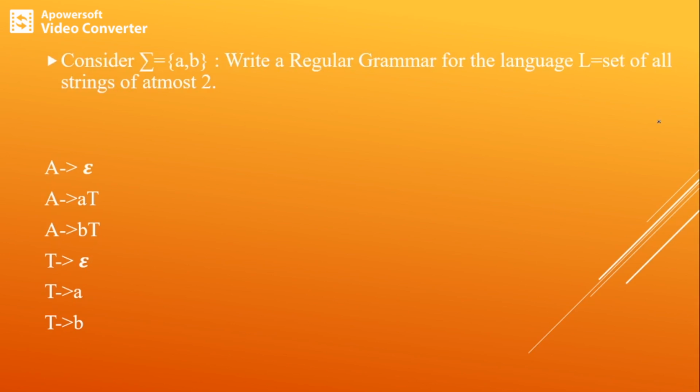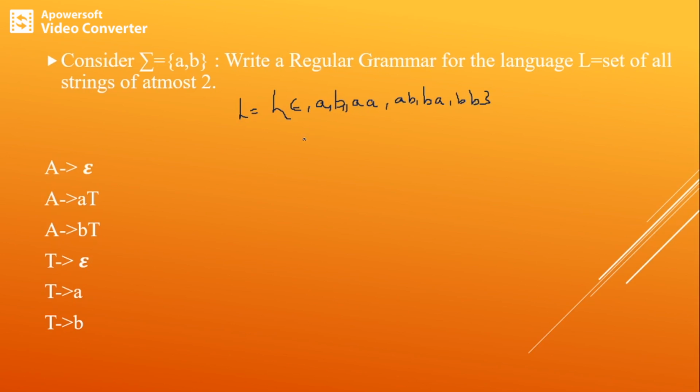Next, I am going to write a regular grammar for the language L equal to the set of all strings of length at most 2. What is the meaning of that? Minimum is 0. So at most 2, where the alphabet is A comma B. So the language can contain epsilon, A, B, AA, AB, BA, BB.